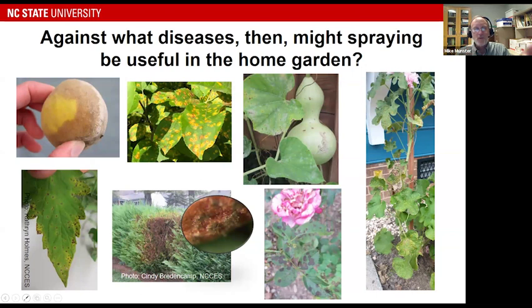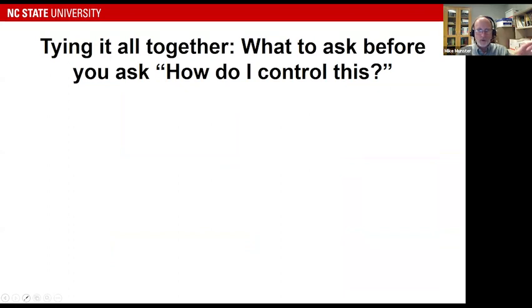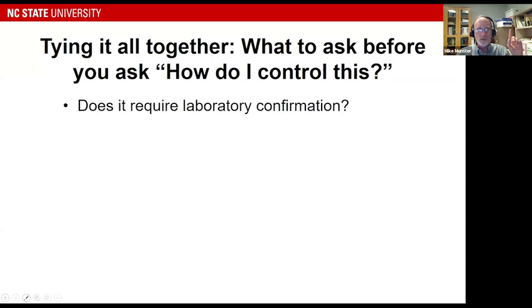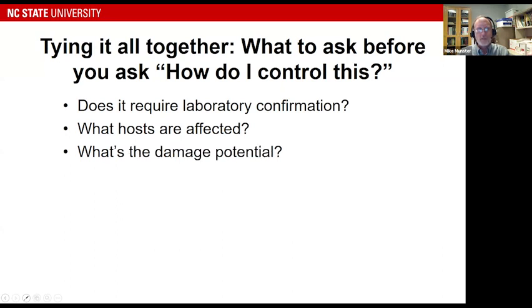But try and keep in mind all the other things we've been talking about here. Don't immediately reach for the sprayer. And don't even immediately ask what or how do I control this? To tie the whole program together, ask yourself before you ask how do I control it, these questions. One is, does it require laboratory confirmation? Do I know for sure what I have? Another, what hosts are affected? Is this only going to affect the rose? Is it only going to affect the crepe myrtle, or is it going to affect 15 different things in my yard and the neighborhood? Third, what is the damage potential? Is it really going to cause any serious harm to either what I'm trying to harvest or to the long-term life of, let's say, a tree?